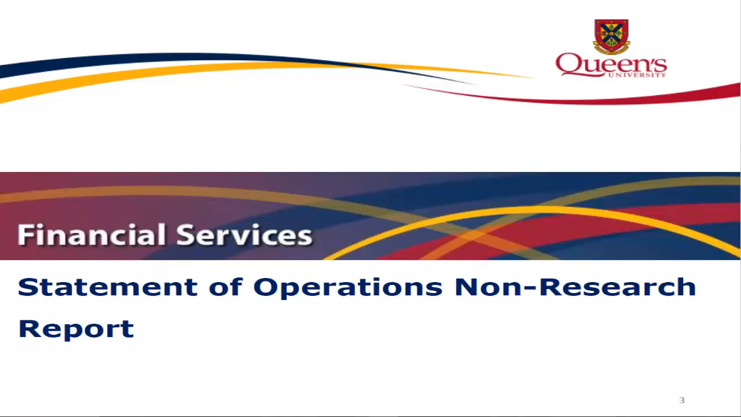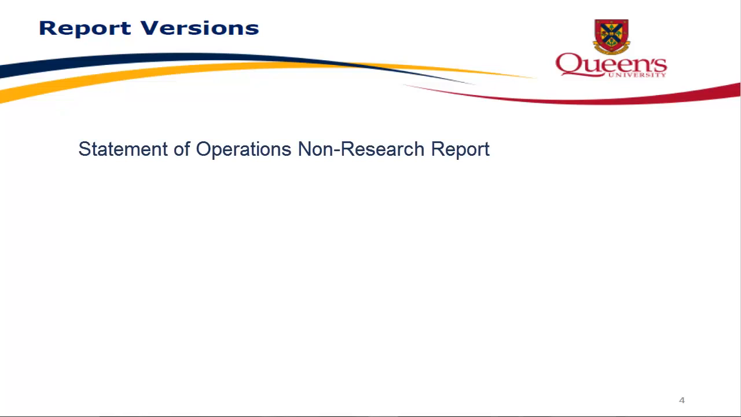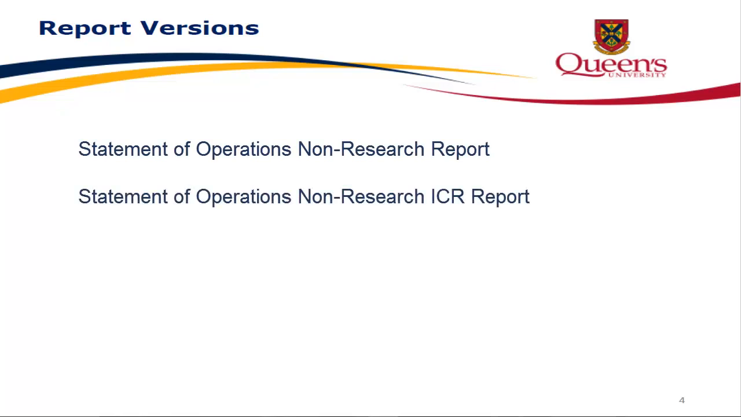613-533-2050. In this video tutorial, you will learn how to run the Statement of Operations non-research report. There are two versions of this report: the original Statement of Operations non-research report and the Statement of Operations non-research ICR report. The Statement of Operations non-research report is an account-level summary of opening surplus deficit totals plus adjustments, current month actuals, year-to-date actuals, commitments, budgets, variances, and closing surplus deficit totals with and without commitments.